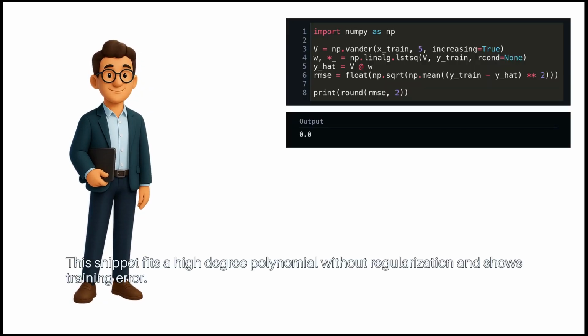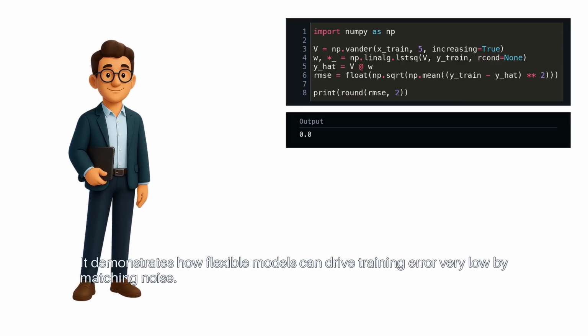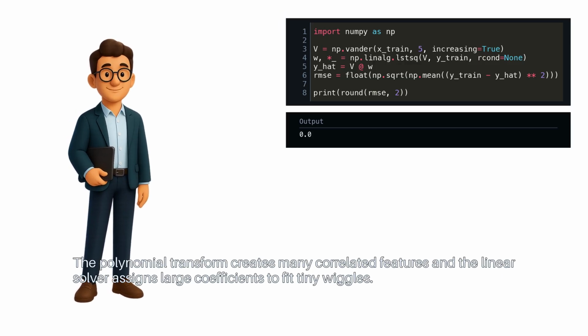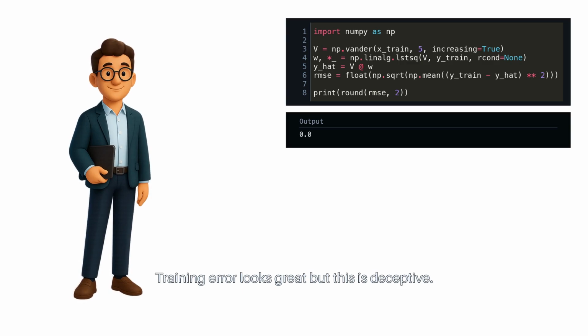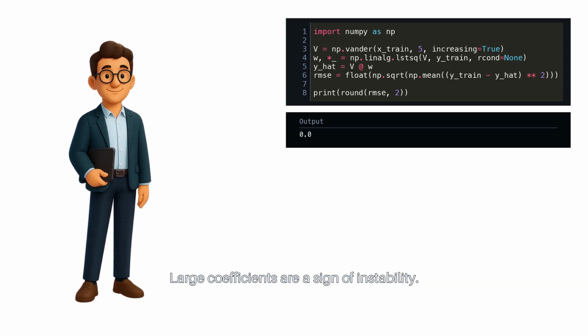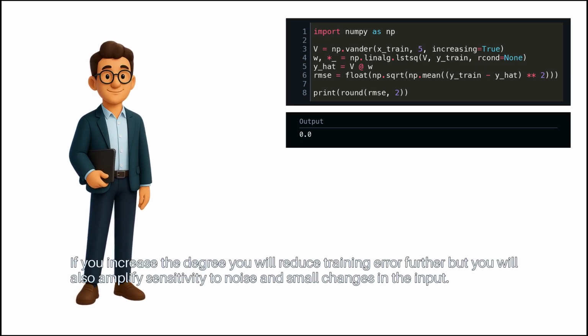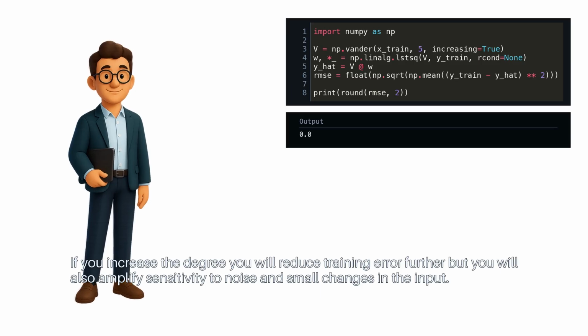This snippet fits a high-degree polynomial without regularization and shows training error. It demonstrates how flexible models can drive training error very low by matching noise. The polynomial transform creates many correlated features, and the linear solver assigns large coefficients to fit tiny wiggles. Training error looks great, but this is deceptive. Large coefficients are a sign of instability. If you increase the degree, you will reduce training error further, but you will also amplify sensitivity to noise and small changes in the input.